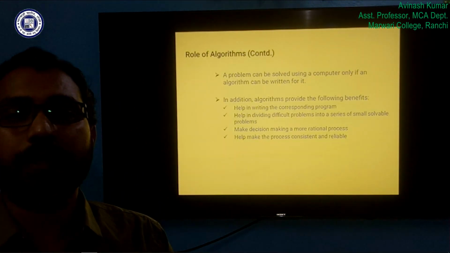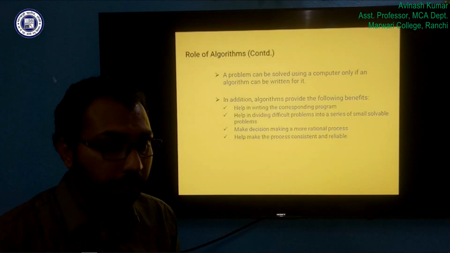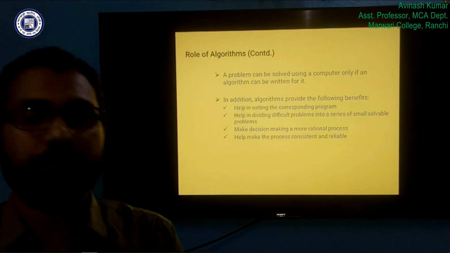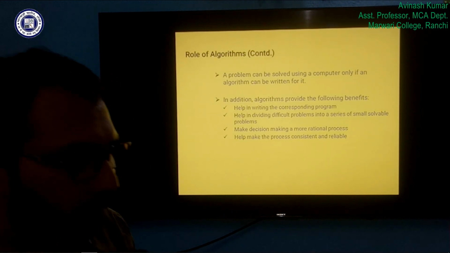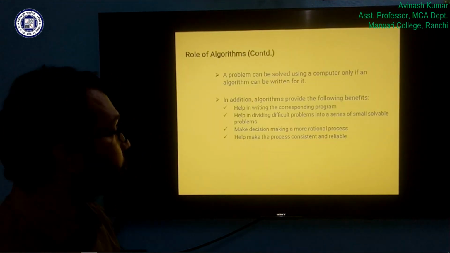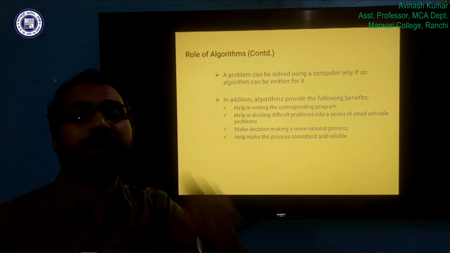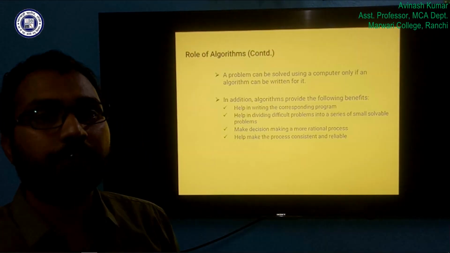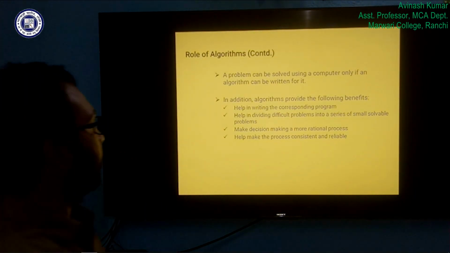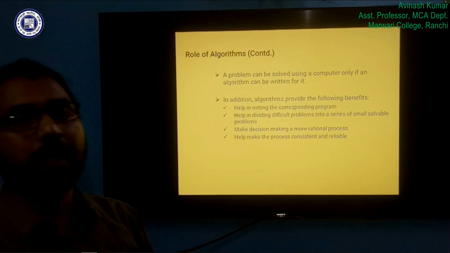The second one, an algorithm will help in dividing a difficult problem into a series of small solvable problems. We will discuss this later, the divide and conquer approach. The next one, it makes the decision making process a more rational one. Means it rationally defines any given problem. And it also helps in making the process consistent and reliable.